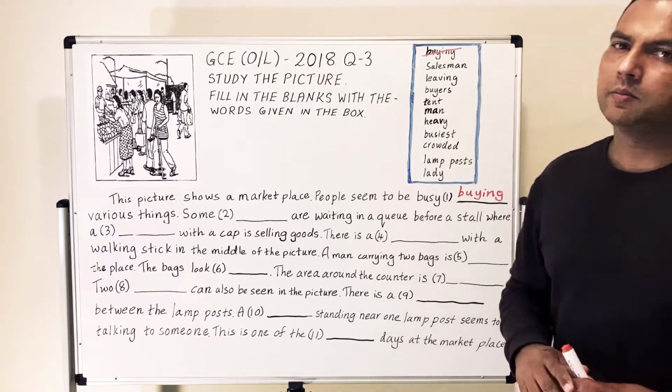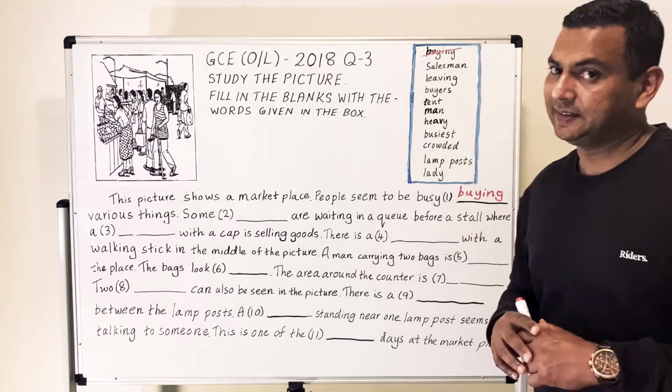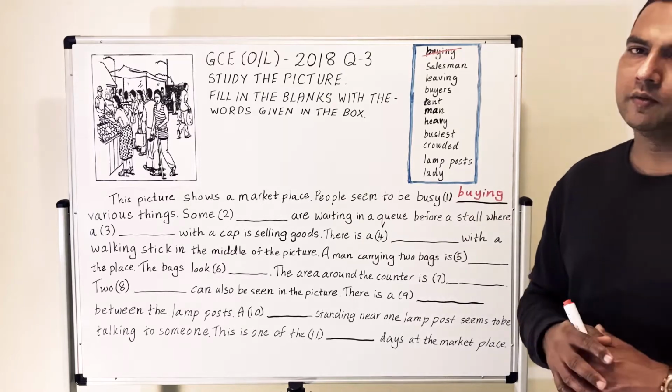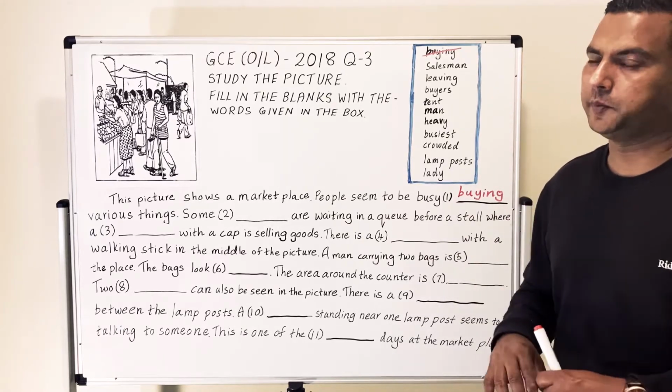Now, there's something that I want to mention at this point. Every word that we use in the English language belongs to one of the 8 parts of speech. Again, the English language has 8 parts of speech.